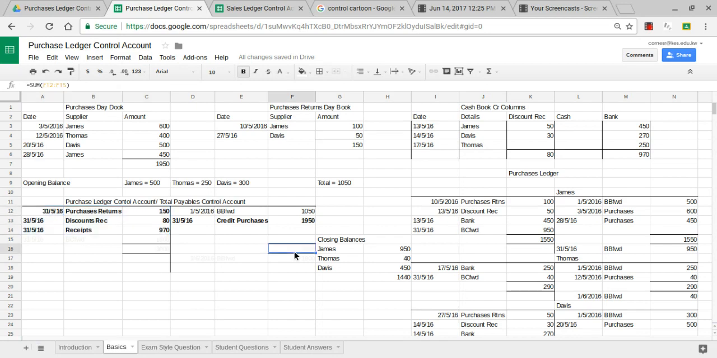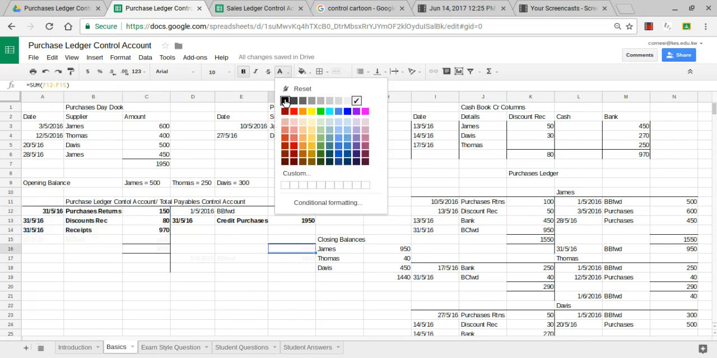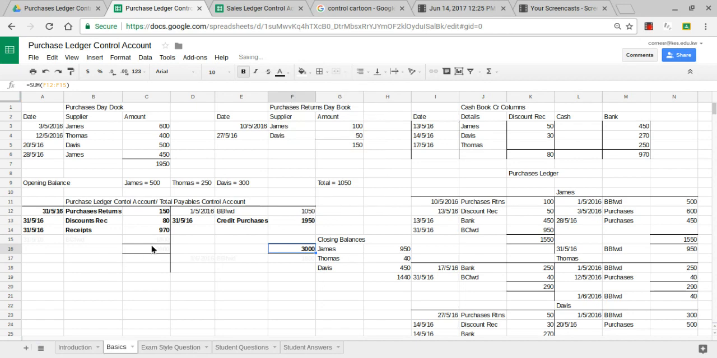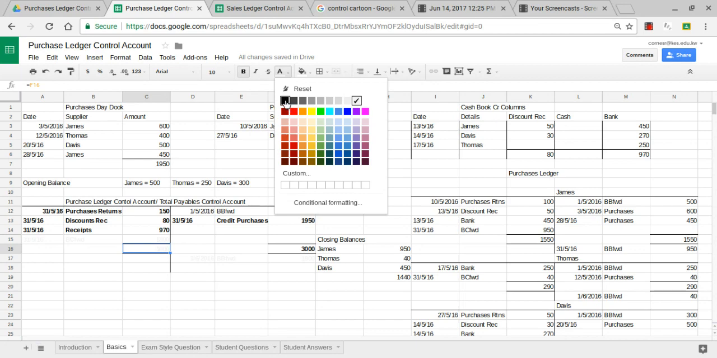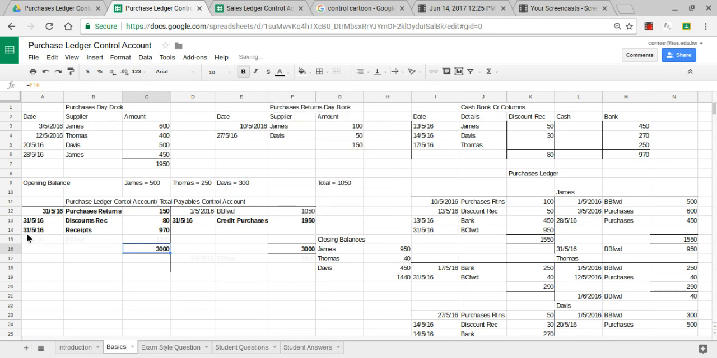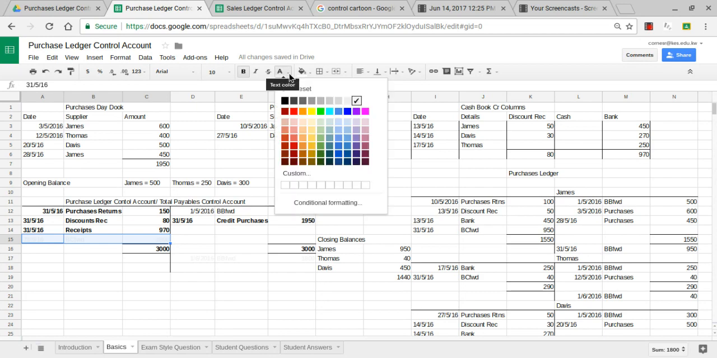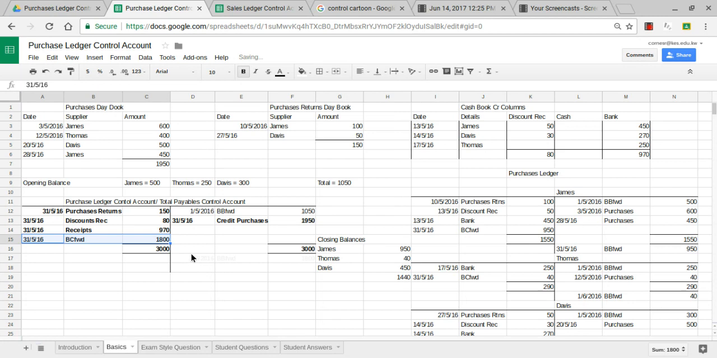So the credit side this time will always be the bigger side. The credit side comes to 3,000. It's a nice round number. Therefore, the debit side has also got to be 3,000. And then we work out the balance carried forward by subtracting the payments, the discount received, and the purchase returns amounts. And then don't forget to put the balance brought forward.